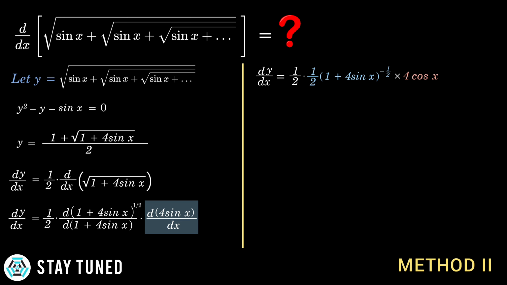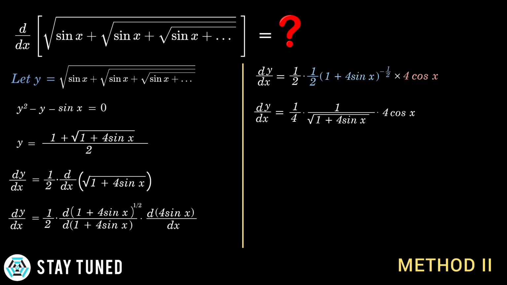Now, on further simplification, we get dy by dx equal to 1 by 4 into 1 by under root of 1 plus 4 sine x into 4 cos x. Next, we will multiply the numerator and the denominator to get 4 cos x upon 4 into under root of 1 plus 4 sine x. On cancelling out 4, we will be left with dy by dx equal to cos x upon under root of 1 plus 4 sine x.